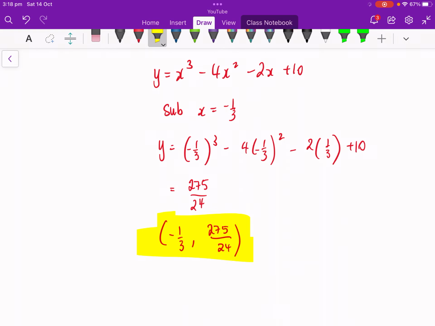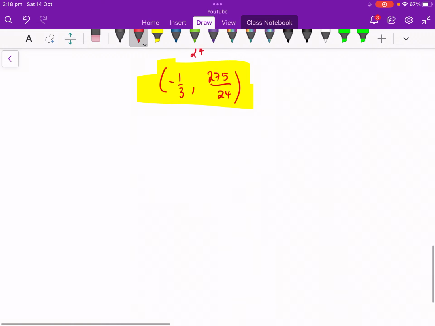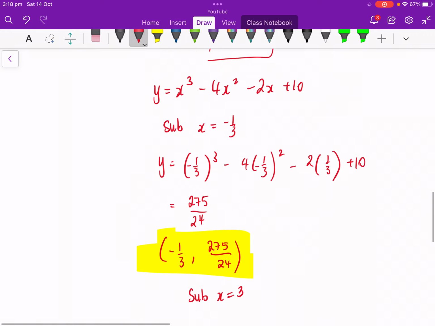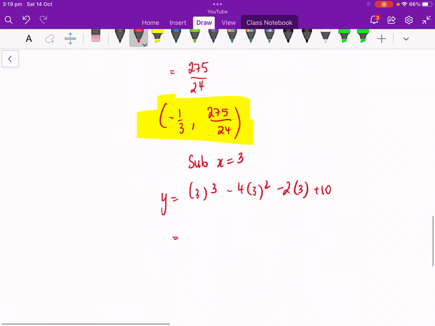Let's do it for the other one. So I did it for -1/3. I need to do it for this one too. Okay, so I'm going to substitute x equals 3. That means y equals, what's my original? 3 cubed, take 4 times 3 squared, take 2 times 3 plus 10. So if I put it into my calculator, I'll work it out, your answer is -5. So my other coordinate is 3, -5.